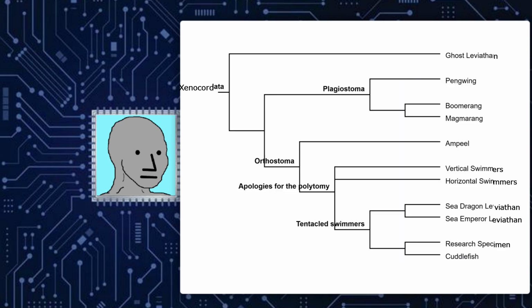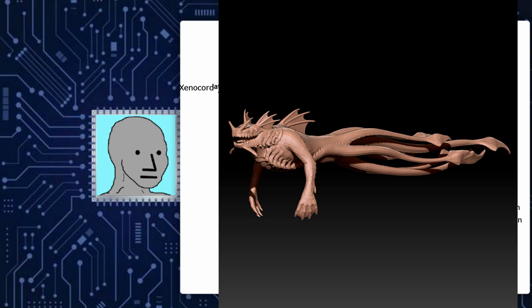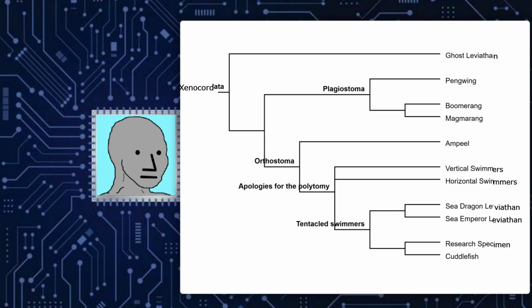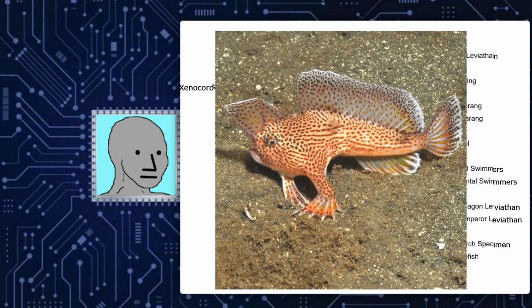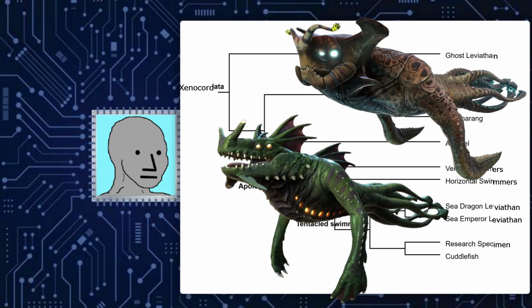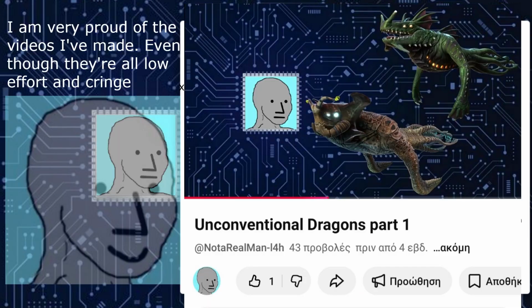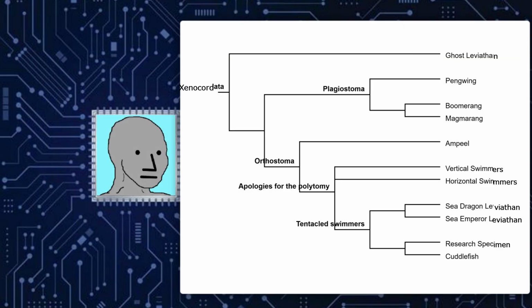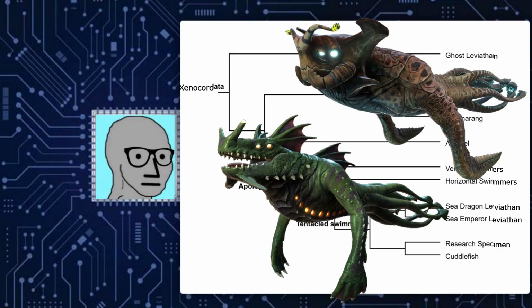This clade also has very developed forelimbs, basically arms, which also puzzles me, but I guess it can be an adaptation for a benthic lifestyle. The poster children of this group are of course the Sea Dragon Leviathan and the Sea Emperor Leviathan, the dragons of the game, as I have said before. And I also believe they are very closely related, perhaps even the same genus, or at the very least the same family, due to how similar they are.